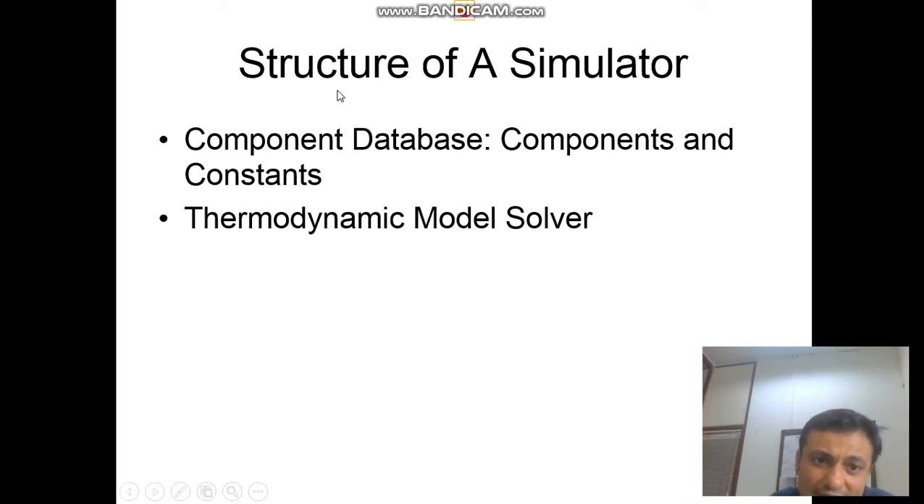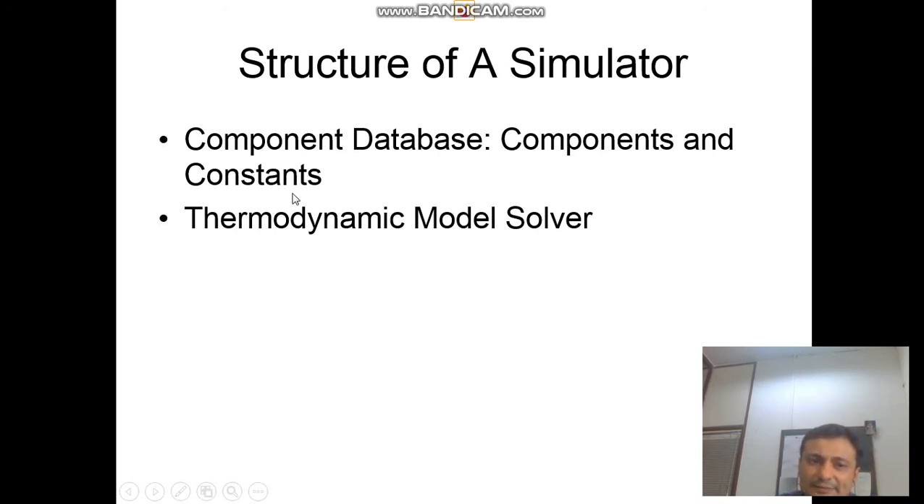And these two layers make a simple simulator and a process simulator different. These two make a simulator a process simulator, because when you take these up, that really makes it a process engineering problem. So this is where your process simulators have this database and thermodynamic model solver built into their library, so you don't need to do it separately.